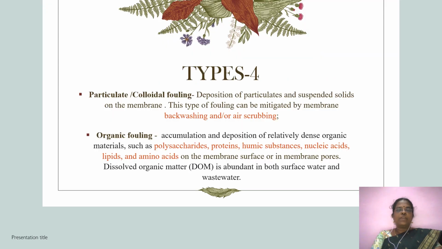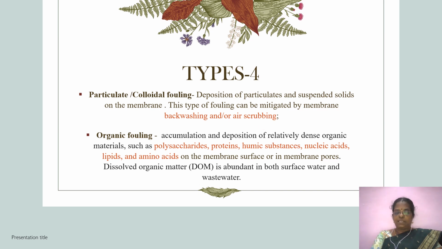Types of fouling. We have four types of fouling here. We go first with particulate fouling, also called colloidal fouling. As the name indicates, the suspended colloidal particles present in the surface water, or the water being treated, get deposited on the membrane or into the pores of the membrane. So how can it be removed? Easily, it can be handled by systematic backwashing or air scrubbing.